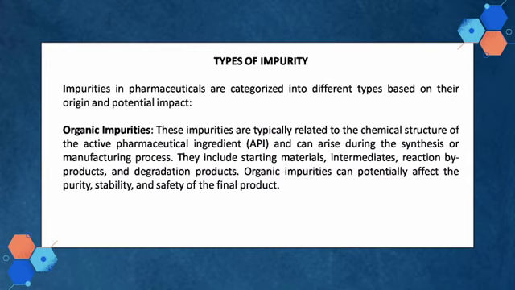First is organic impurities. These impurities are typically related to the chemical structure of the active pharmaceutical ingredient and can arise during the synthesis or manufacturing process. They include starting materials, intermediates, reaction byproducts, and degradation products. Organic impurities can potentially affect the purity, stability, and safety of the final product.